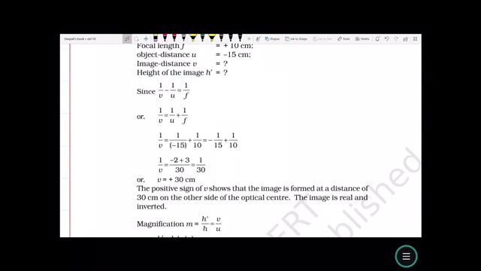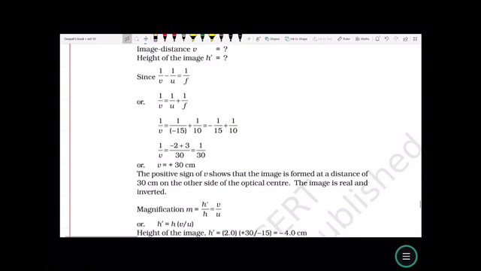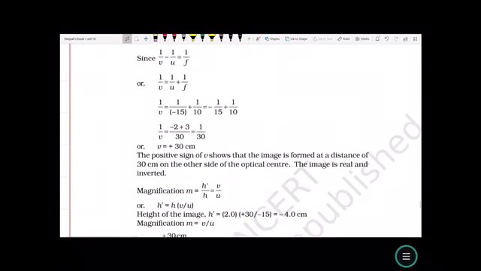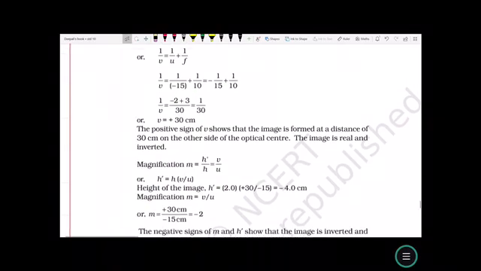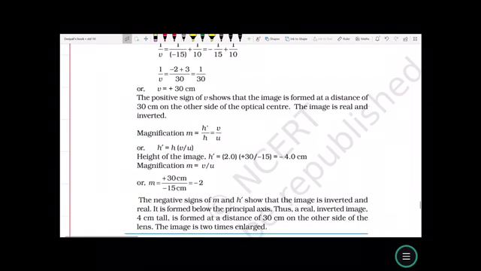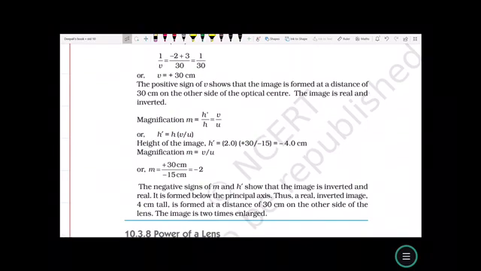Applying the lens formula, 1 upon v minus 1 upon u is equal to 1 upon f, or 1 upon v is equal to 1 upon u plus 1 upon f. We replace the values from the question, we get v is equal to plus 30. The positive sign of v shows that the image is formed at a distance of 30 cm on the other side of the optical center. The image is real and inverted.